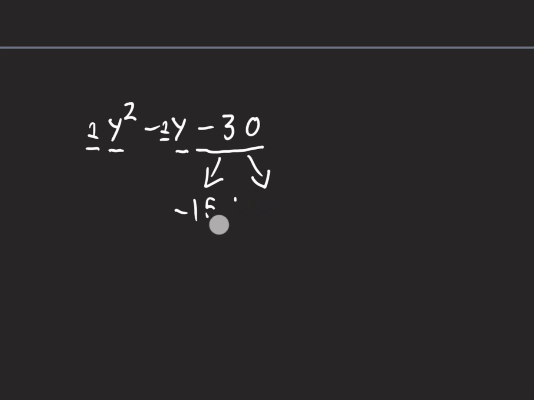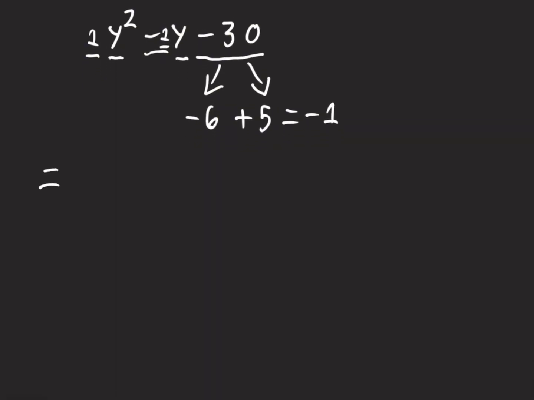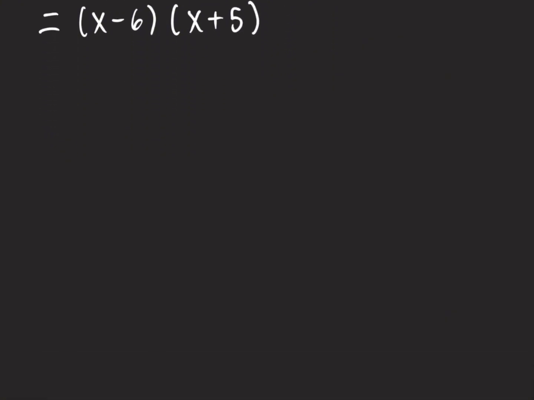So let's think of some other numbers here that add up. How about negative 6 and 5? If I add those together, I get negative 1, which is what we're looking for. So now that I have that, we can write out our final answer again. So this is equal to y minus 6 bracket y plus 5. Okay, now let's get into our last practice question here.